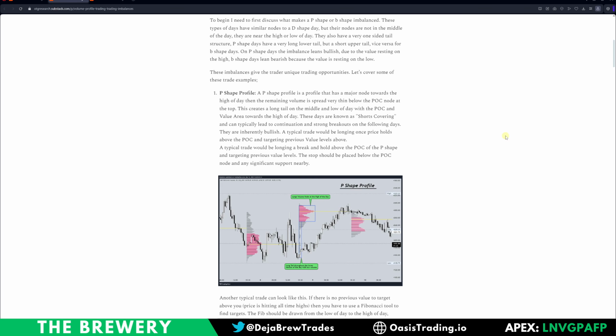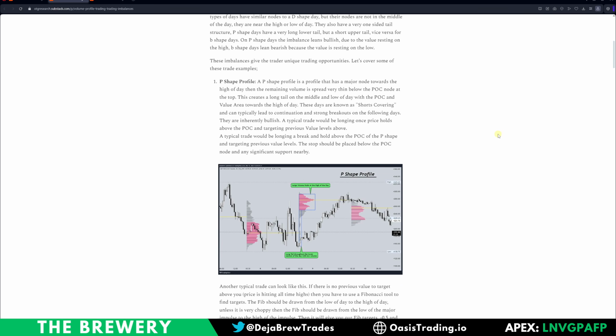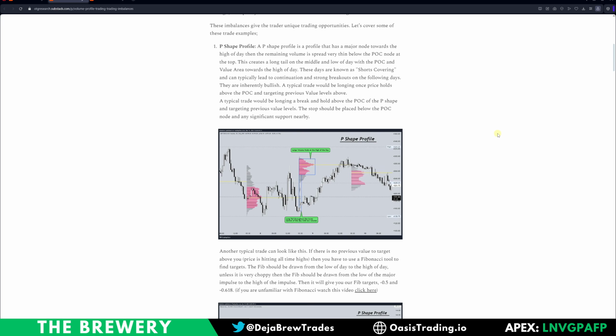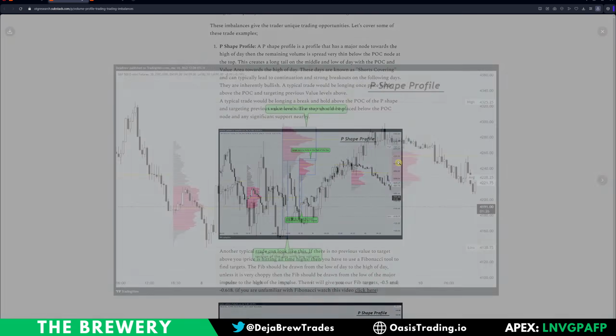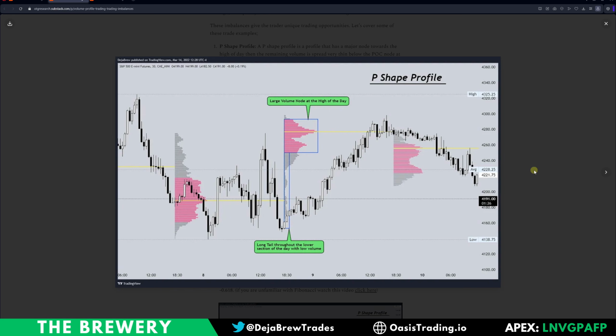We're going to talk about how you can use the P-shape profile bullishly and also how you can use a P-shape profile bearishly. I actually prefer to use these bearishly because I am a reversal trader, even though most of the time they do like to break out to the upside. All right, let's go ahead and get started with the first example here.